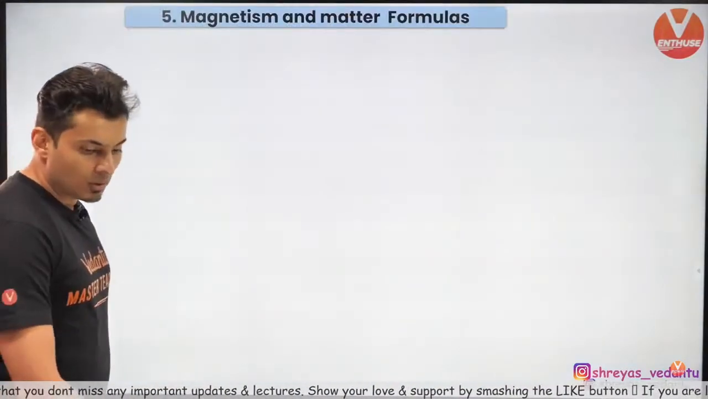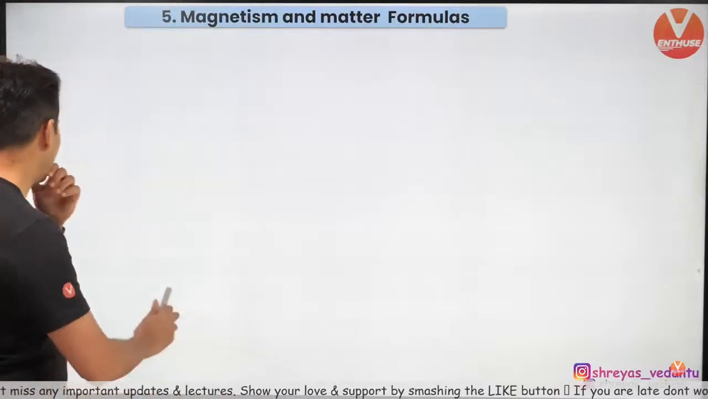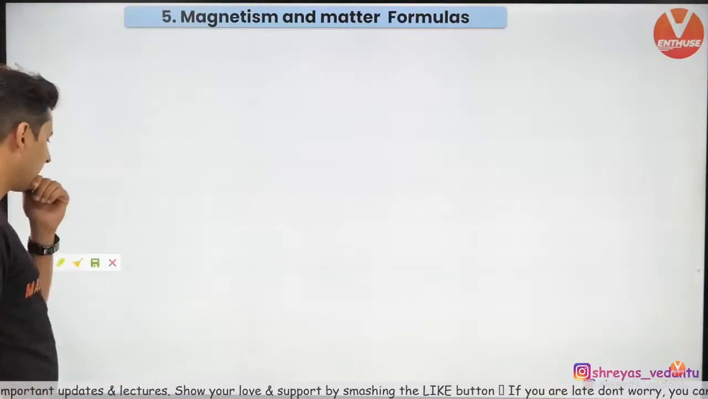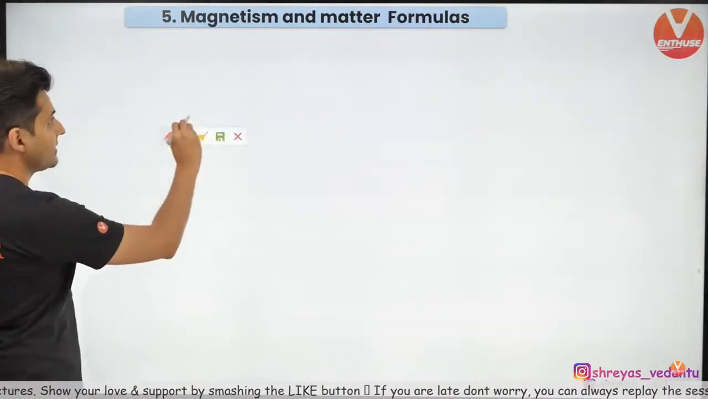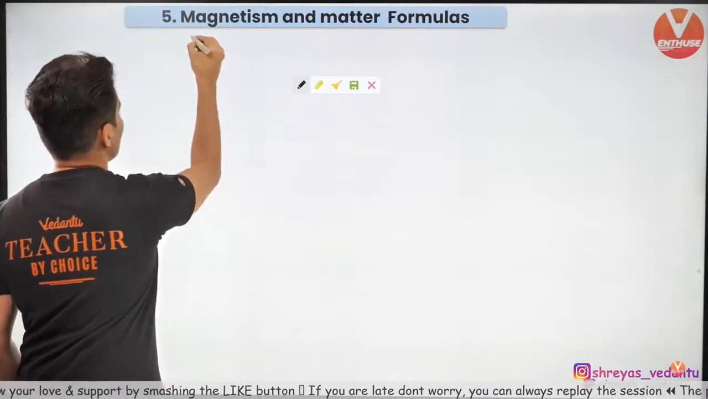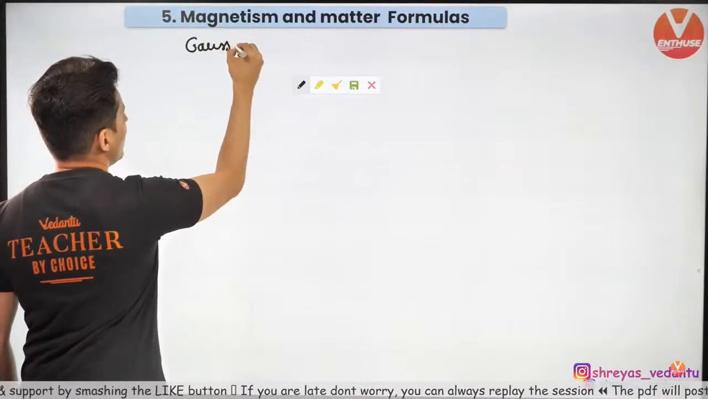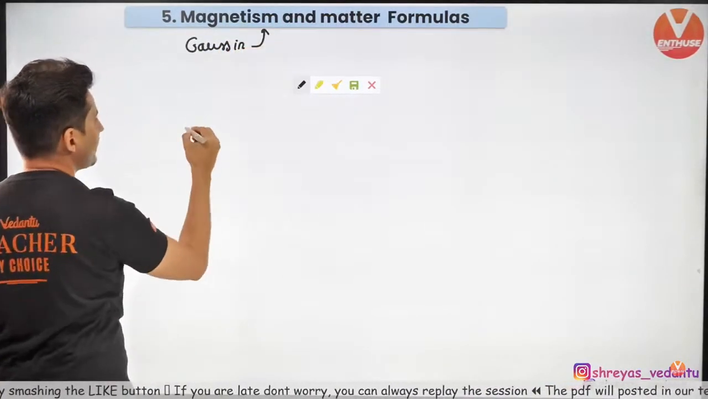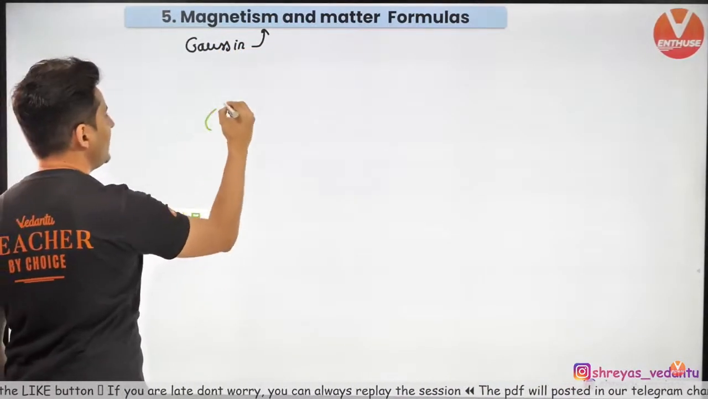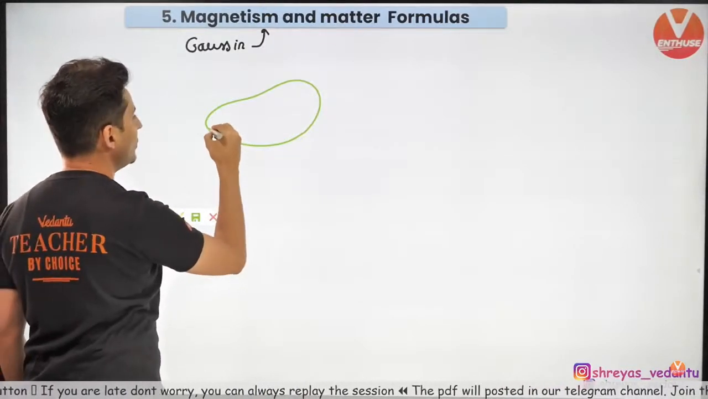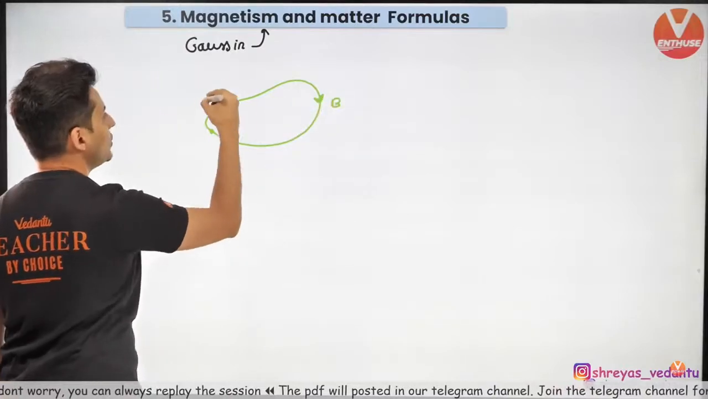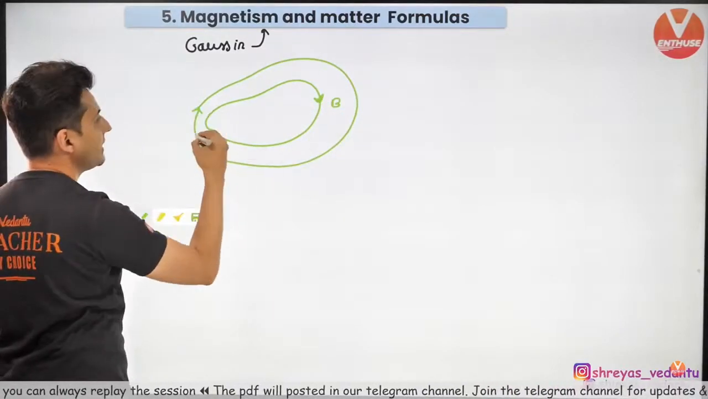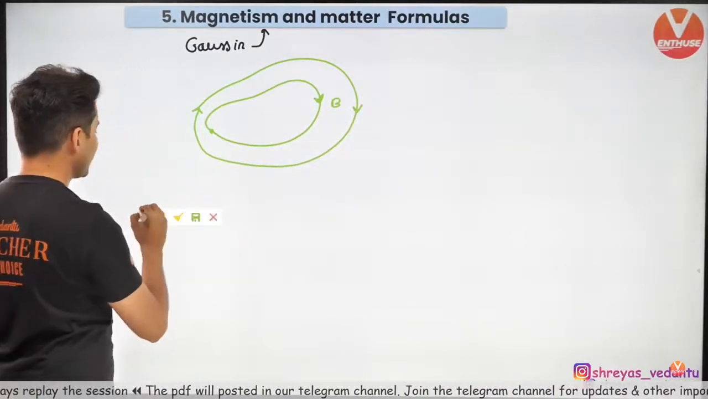So what are the questions and what are the formulas? Let's start with the formulas. First of all, I would like to tell you about Gauss's law in magnetism. See, magnetic field lines are always loops. So this is a magnetic field line, right? It's always loops. It always completes its path. It never starts or ends.